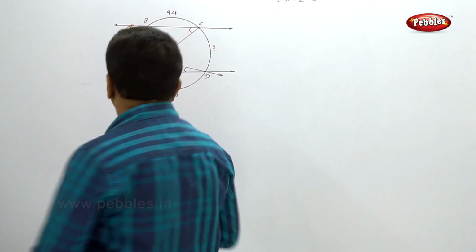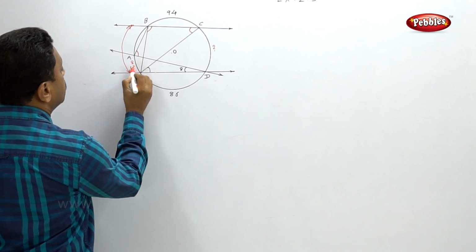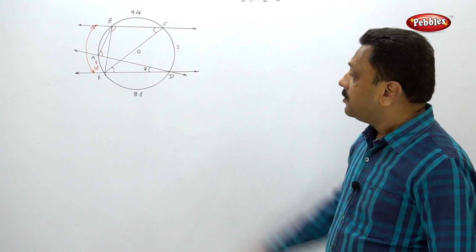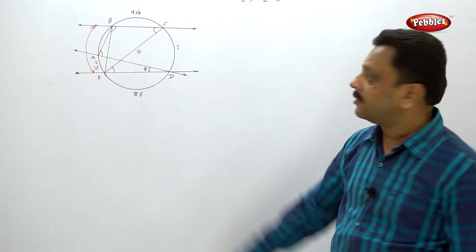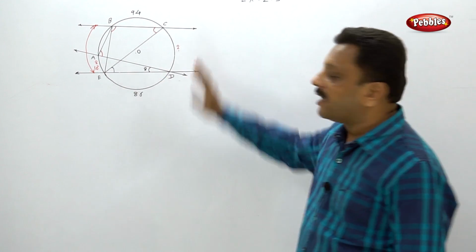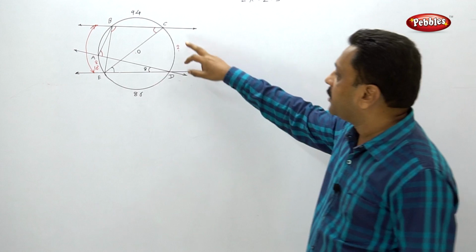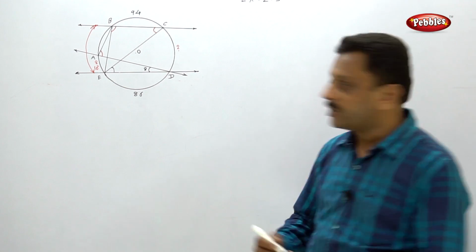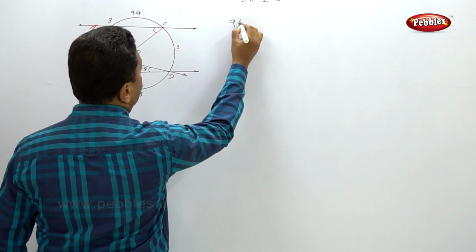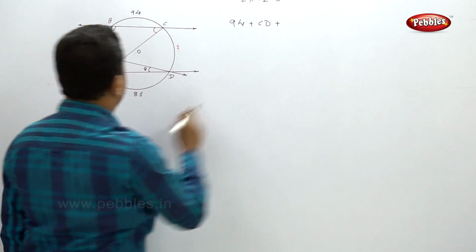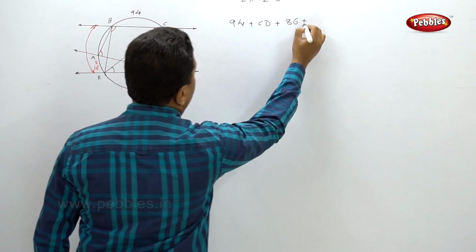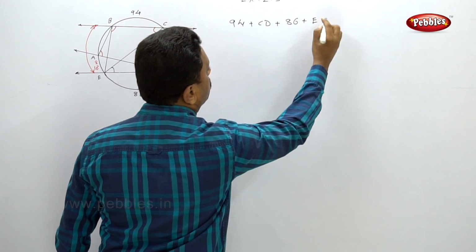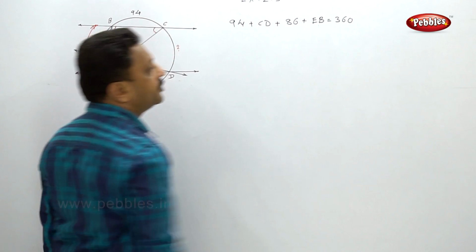So let us write down whatever we are finding out. This is 16. Now we have to find out the remaining arcs. Now we know that the total measurement of a circle is 360 degrees. Since EB and CD are equal, I will take one part. That is, BC plus ED plus CD plus EB is equal to 360 degrees. Let us write it down. BC is 94 plus CD plus ED is 86 plus EB is equal to 360 degrees.